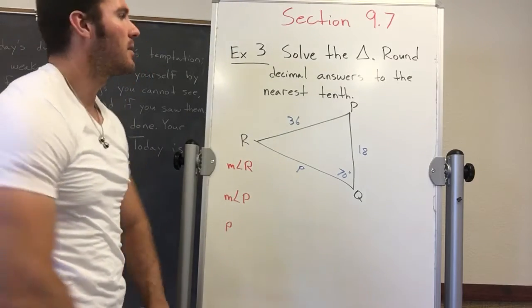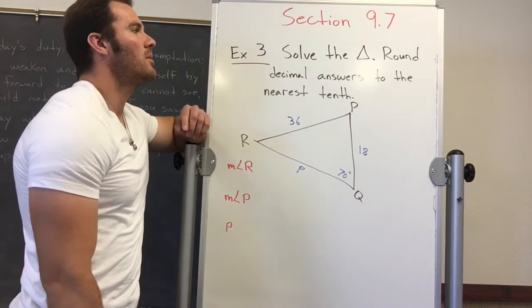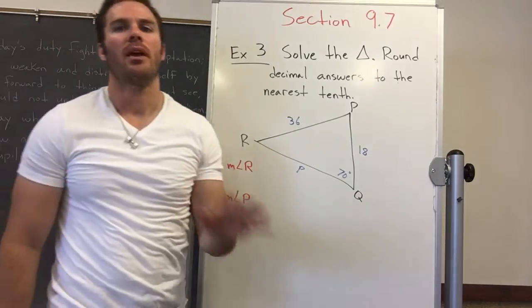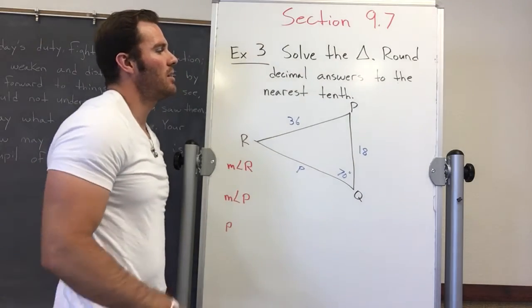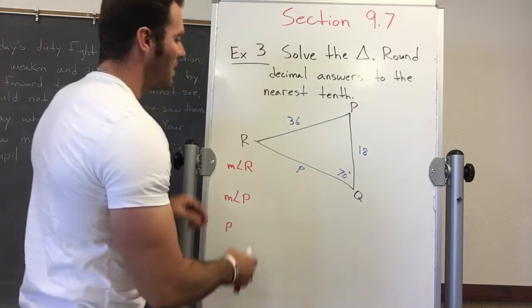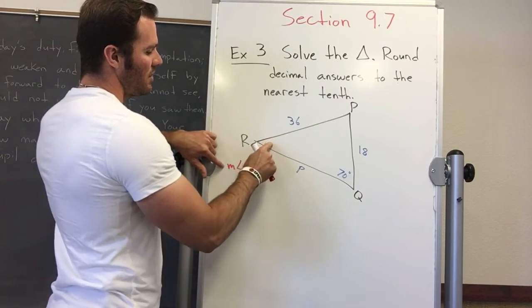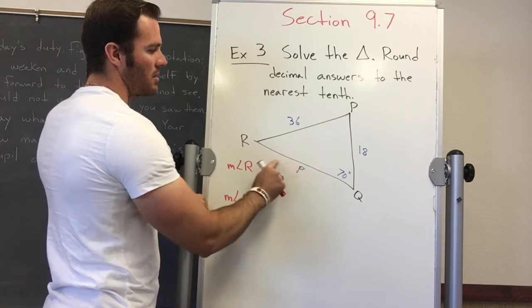Example 3, section 9.7. Solve the triangle, which means we need to find all the unknown angles and all the unknown sides. Round your decimal answers to the nearest tenth. Okay, we've got two sides and we've got one angle. We need to find the measure of angle R, the measure of angle P, and lowercase p, that third side.